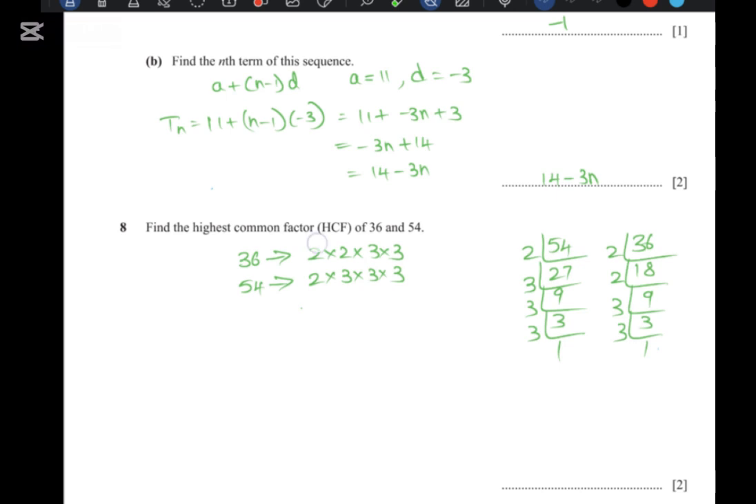What are common here? 2 is common. 3, 3 is common. So HCF will be 2 into 3 into 3, which is 18. The answer is 18.